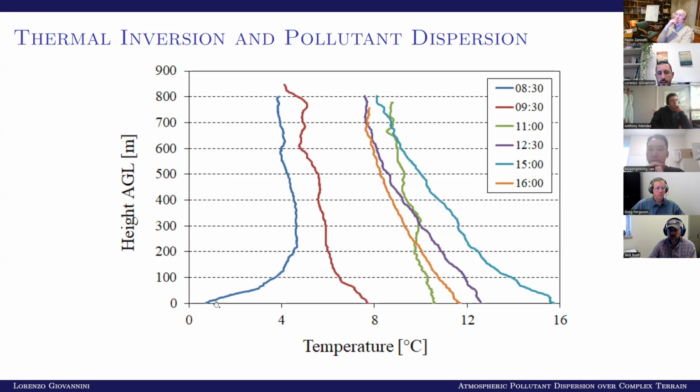And we had the presence of a thermal inversion, as you can see, at 8:30 in the morning. So you can see that in the lowest 200 meters above the surface, we had this increase of temperature with height. Well, then during this day, we had a progressive mixing of the atmosphere. So due to the arrival of solar radiation, we have a more, let's say, typical or normal temperature profile with a decrease of temperature with height.